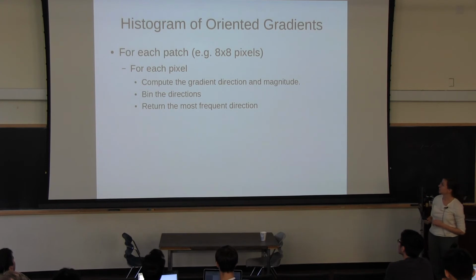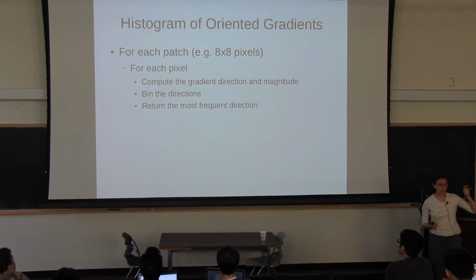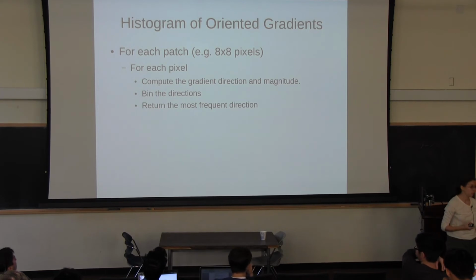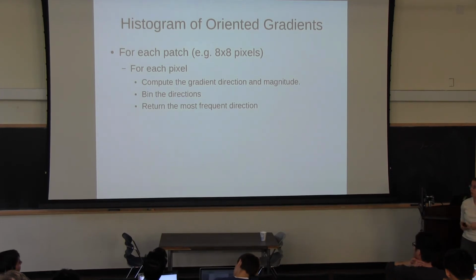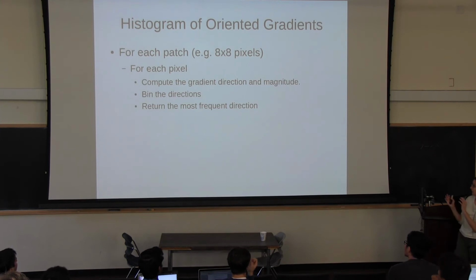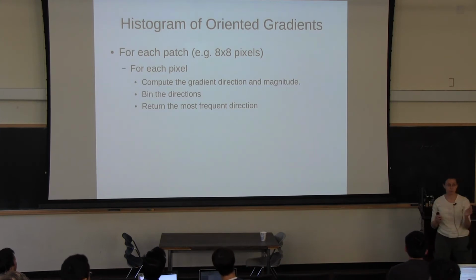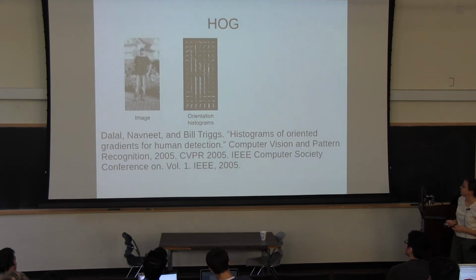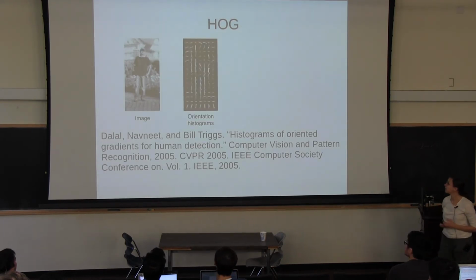So basically for each pixel, maybe you'll take an 8x8 image patch. For each pixel in the patch, you compute the gradient direction and the magnitude by looking at its neighbors. Then you bin the direction, since the gradient could be one of a number of different discrete directions. You bin the directions of all the different pixels, and you return the most frequent direction. A picture of it is going to be like this.